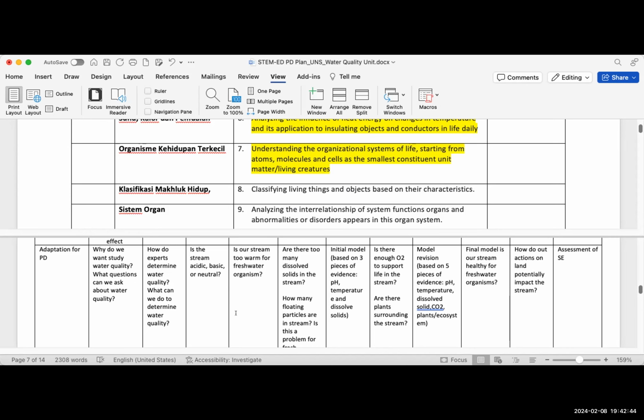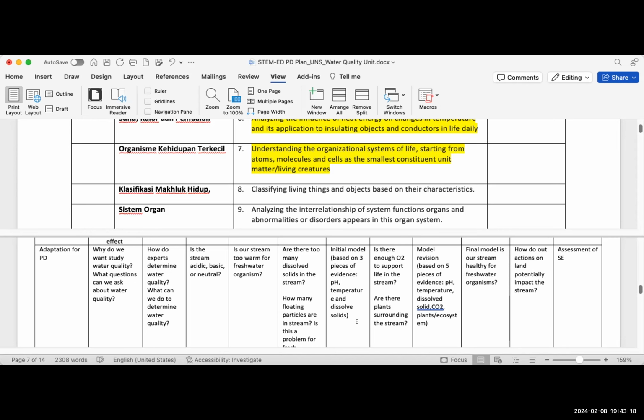So if they do 3 pieces of evidence and they learn those 3, then they have some knowledge to build their model. So I think that works just fine. Because if you don't know very much, it's hard to build a model, because the model has no science ideas. So this can work well. So they'll do 3 and then they'll do a model of those 3.